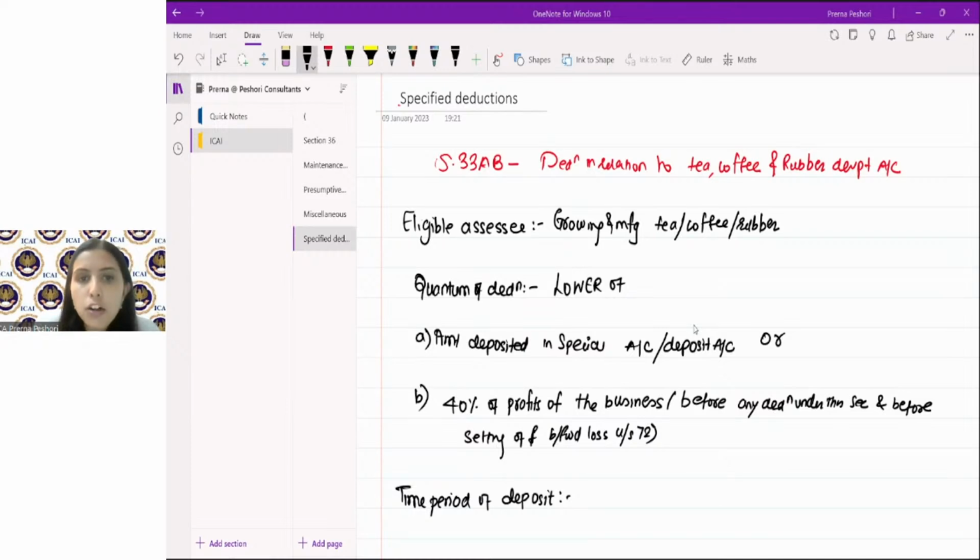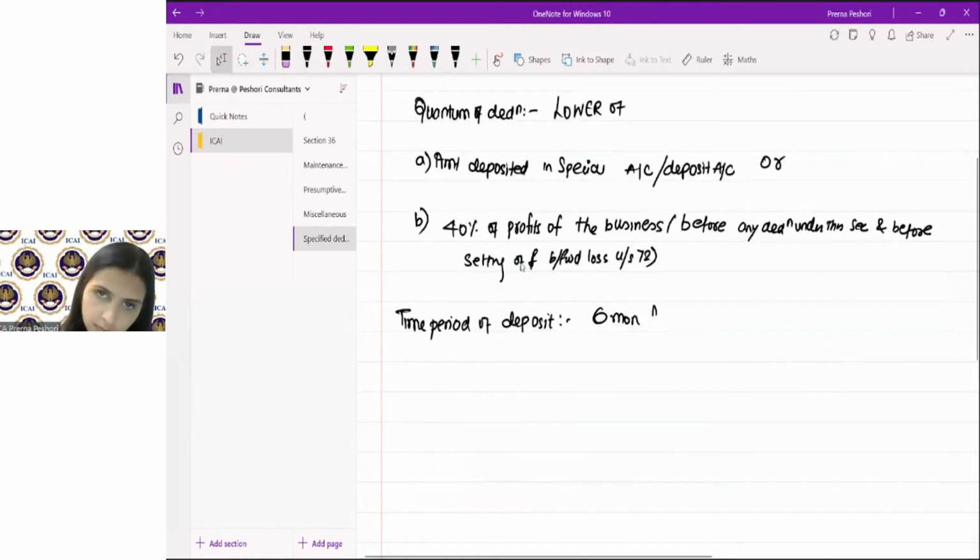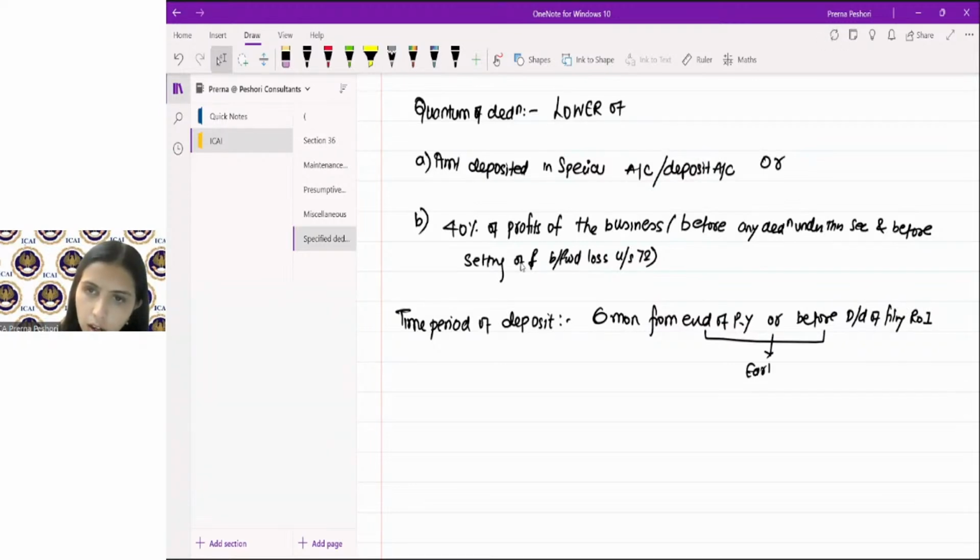Time period of the deposit is 6 months from the end of the previous year or before the due date of filing return of income, whichever is earlier. So they have to deposit the amount before the due date of filing return of income or before the end of the 6 months from the previous year. Clear? Are we clear? So this deduction shall not be allowed also unless the accounts of such business are audited by a chartered accountant before the due date of the tax audit report. That is before the 30th September.